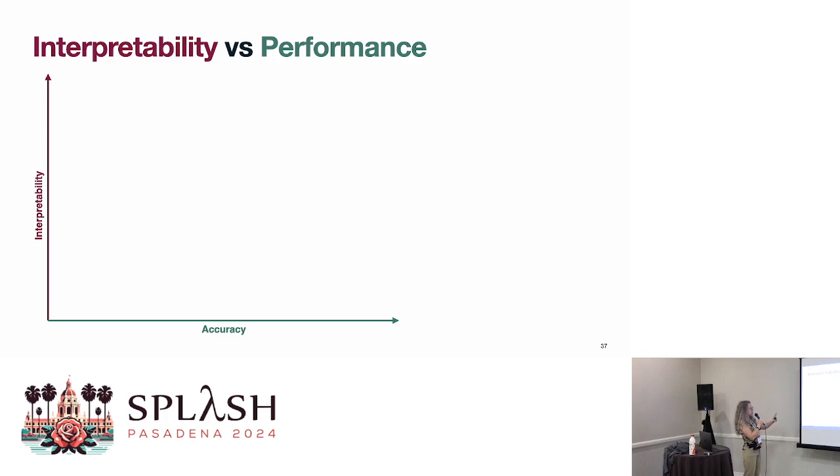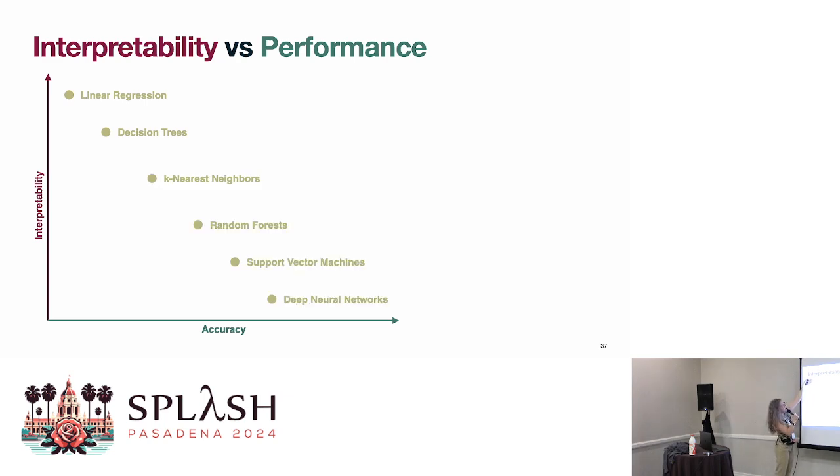And there's a bit of tension in machine learning between how the model performs and how easy it is to explain or interpret. So we have very easy models to explain, very easy models to understand, linear regression, decision trees, and so on.